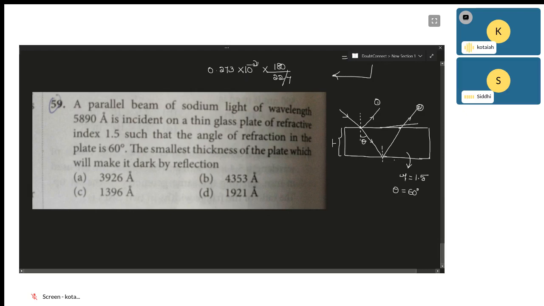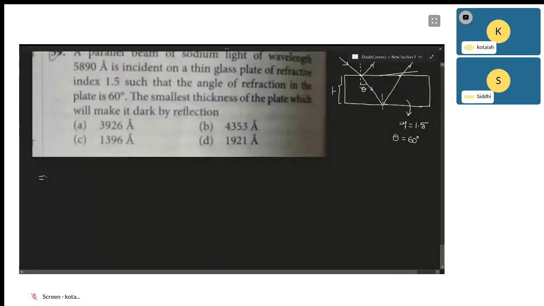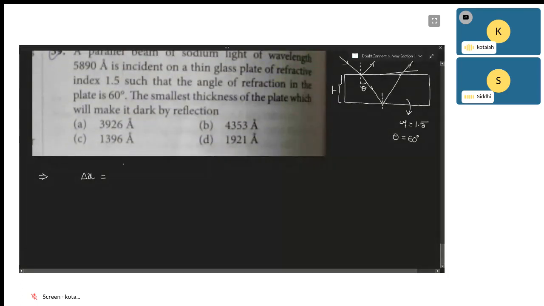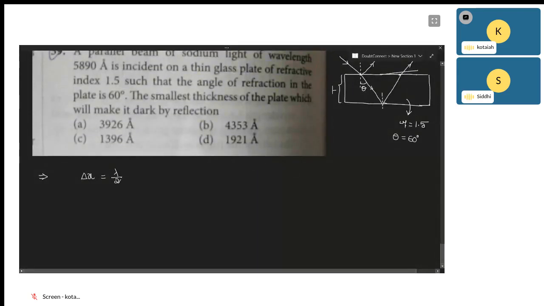Is it lambda by 2 or lambda? Dark means there should be destructive interference, no? So that means path difference, delta x, should be equal to lambda by 2, right? Clear now? Now, if you want the first dark fringe, lambda by 2. Second dark fringe, 3 lambda by 2. Third dark fringe, 5 lambda by 2.